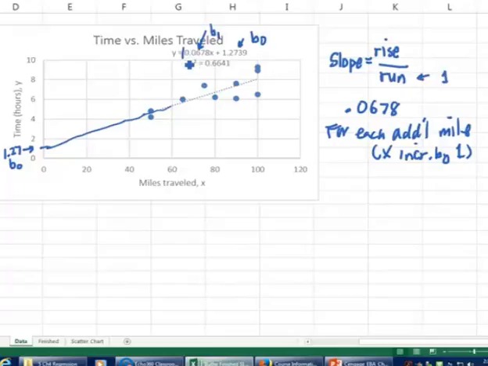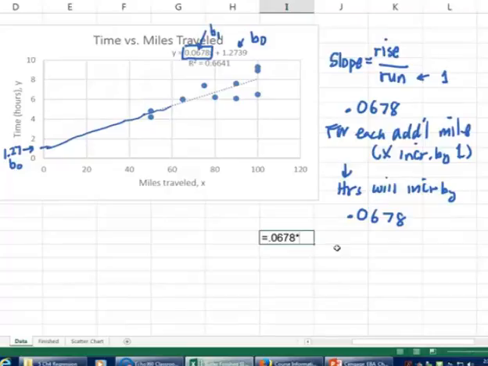We would just look at the slope, right? 0.0678. So we would say the time, or the hours, will increase by 0.0678 hours. It's kind of hard to make sense of it, so maybe change it to minutes. Multiply by 60, right, to get the minutes. So about 4.068 minutes, so about 4 minutes. So each additional mile that you have to travel, it will take you about 4 minutes more.